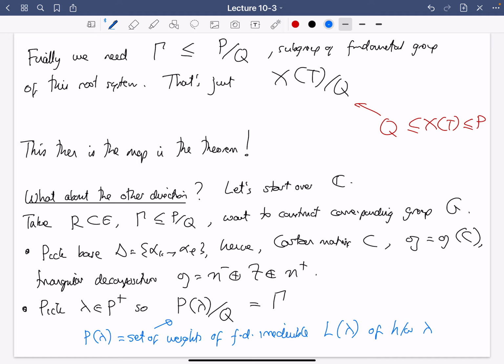And I explained how you get these L of lambdas, they're labeled by these dominant weights, and the set of weights of L of lambda always lies between the weight lattice and the root lattice. In fact, you can get any intermediate subgroup by picking a suitable dominant weight lambda. So you pick your lambda so that the weight lattice generated by the irreducible L of lambda modulo Q is exactly the given subgroup of the fundamental group. So in other words, the way this fundamental group comes into this construction, it comes via representation theory.